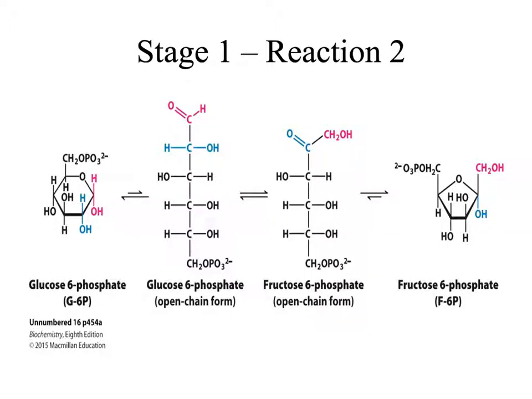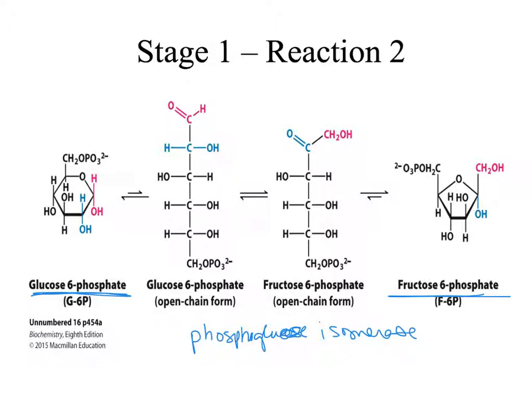In the next reaction, we have an isomerization, and that isomerization is taking this glucose 6-phosphate and converting it to fructose 6-phosphate. This particular process is going to be catalyzed by the enzyme phosphoglucose isomerase. And it actually takes a couple of steps to accomplish this overall isomerization process.